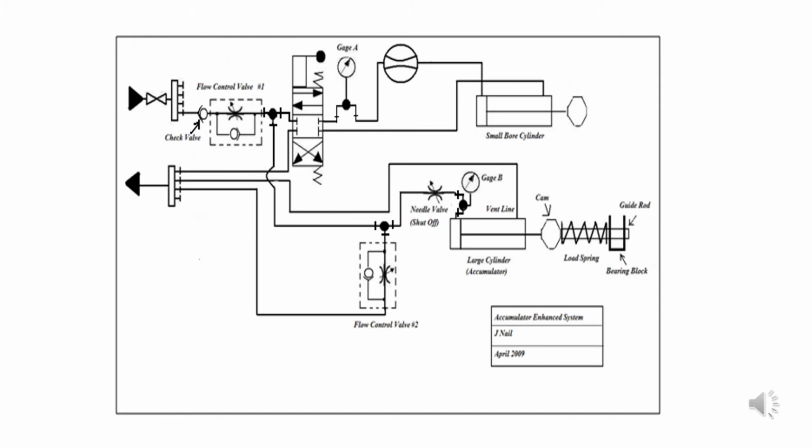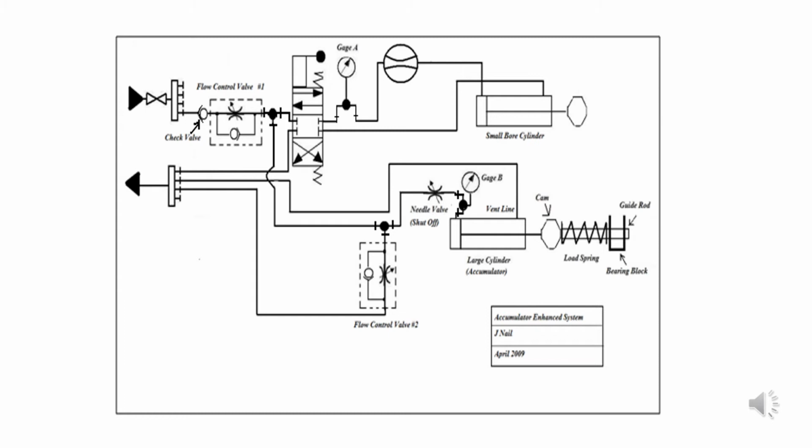In this circuit, we literally take the large bore cylinder, and by placing a spring between the cam and the bearing block, we literally turn the large bore cylinder into an accumulator. Its total volume would be calculated by the area of the piston multiplied by whatever the movement is when it's fully charged. And so in this circuit, the small needle valve beside gauge B is used to isolate the accumulator from the system so that we can see the speed of the small bore cylinder without any type of help, and we will record that speed.